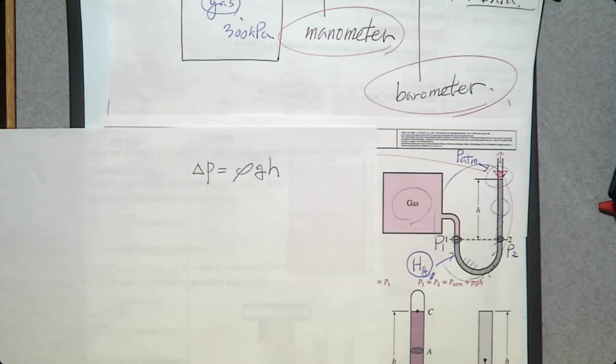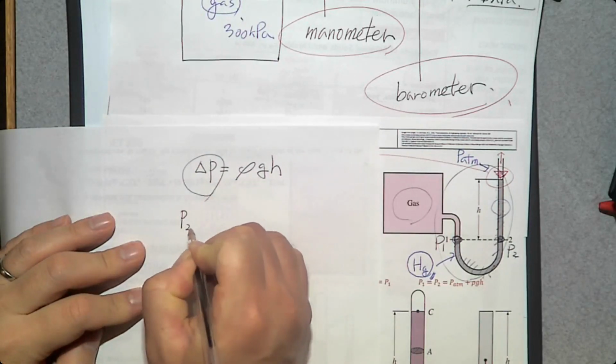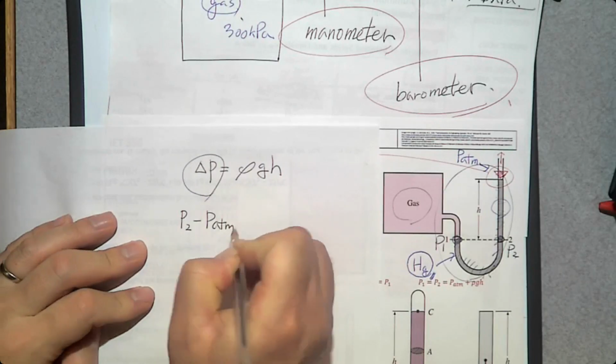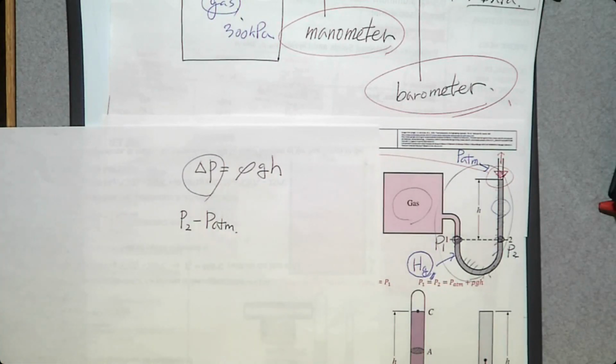Between P2 and P atm, how do we determine delta P? Delta P is the difference in pressures. So between P2 and P atm, the difference in pressure is going to be P2 minus P atm. Can we say P atm minus P2? You can't, because P2 is greater than P atm. If you calculate P2 minus P atm, it's going to be a positive value. But if you calculate P atm minus P2, it's going to be a negative value. And delta P cannot be a negative value.